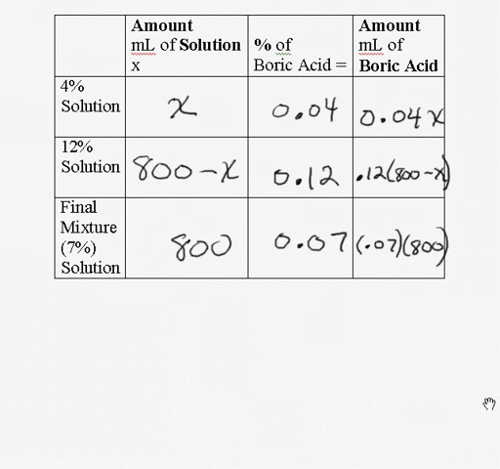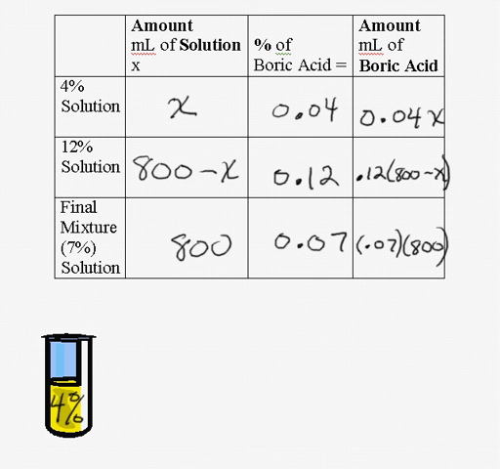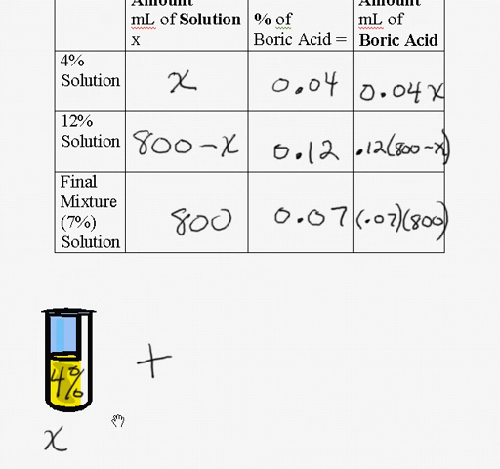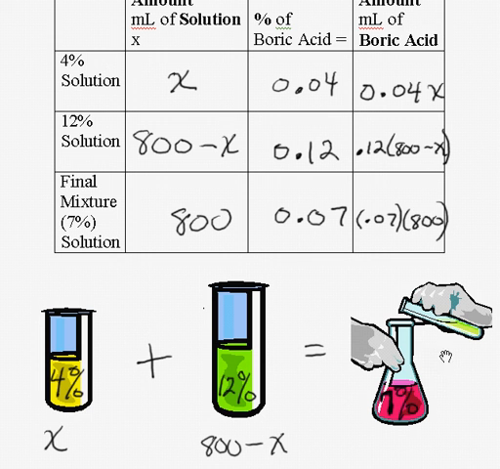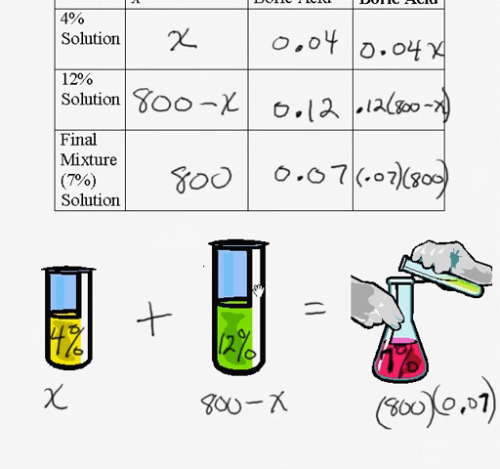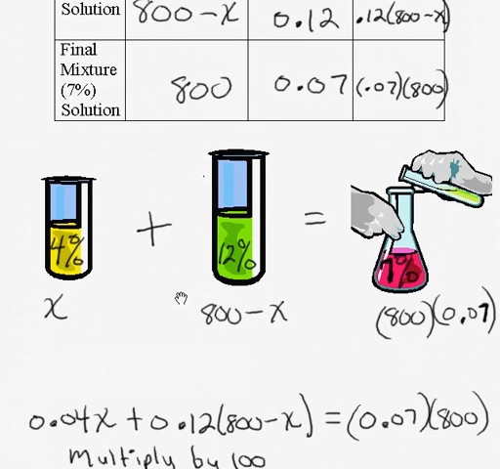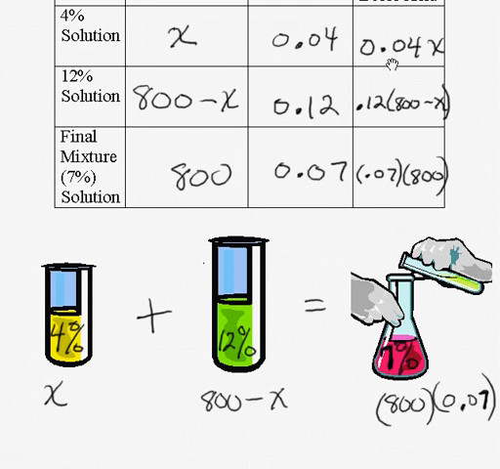Sometimes we have trouble seeing the equation, so maybe a picture will help. We're starting with x amount of 4% solution. We're adding to that a certain amount of 12% solution. Well, that happens to be 800 minus x milliliters. And when we mix them together, we're going to end up with a 7% solution where we want 0.07 times 800. So that's going to be our equation coming from this last column in the chart.